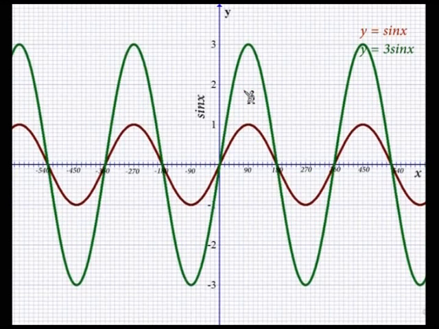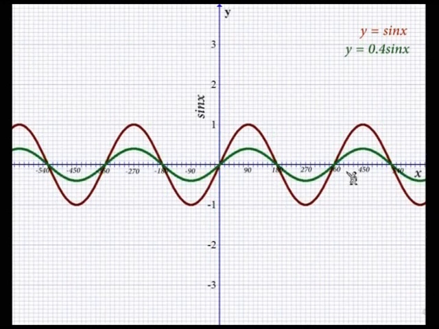If we look at 3 sine x, everything has been vertically stretched by a factor of 3. The positives have become more positive, and the negatives have become more negative. So multiplying by a factor that is more than 1 produces this stretch. And if we multiply by a factor between 0 and 1, we will see a vertical compression. We multiplied by 0.4, so every function value is now 0.4 times what it was originally, and the result is a compressed graph.